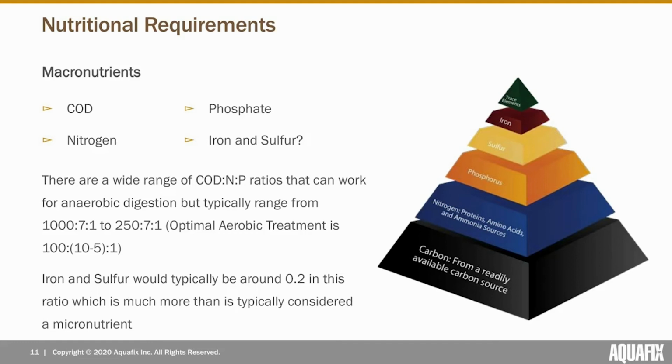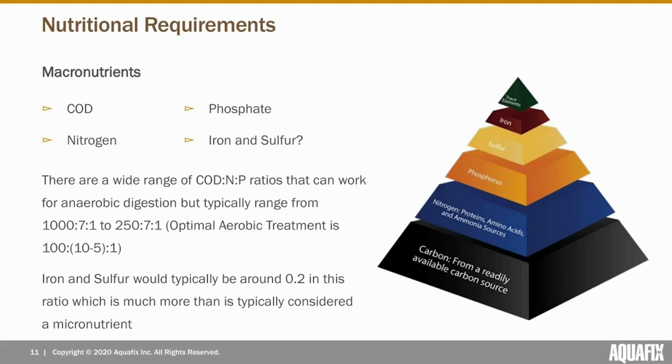So a lot of the times you don't see nitrogen deficiency, but we have had a couple of systems bring up issues with nitrogen deficiency, and then you'd end up supplementing, similarly to any other system, to increase the nitrogen loading and help the health of your bacteria. Iron and sulfur are kind of borderline in terms of whether to consider them a macro or micronutrient.